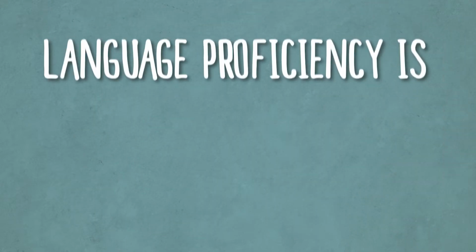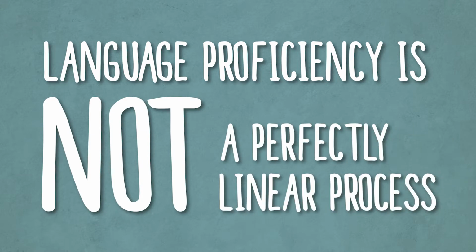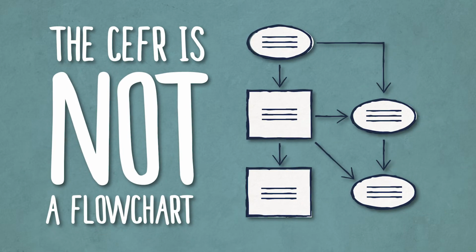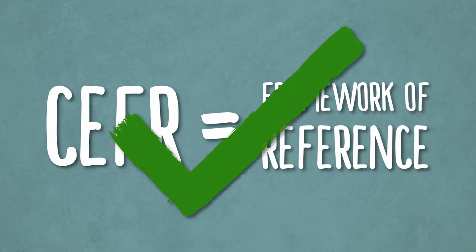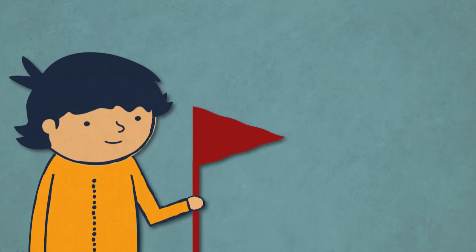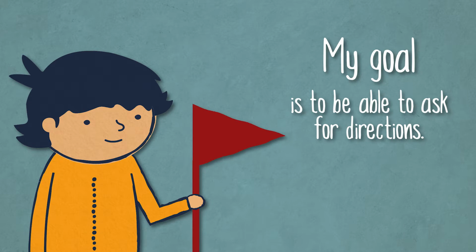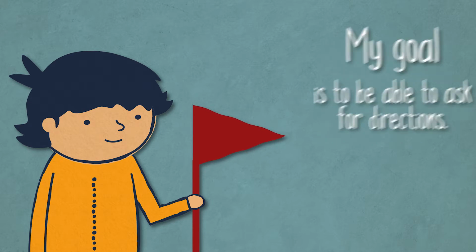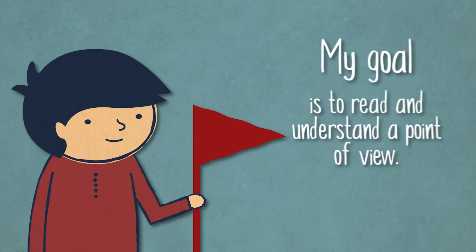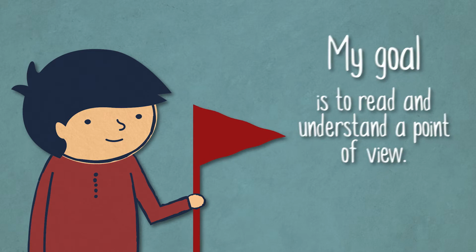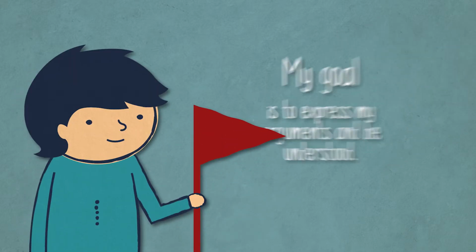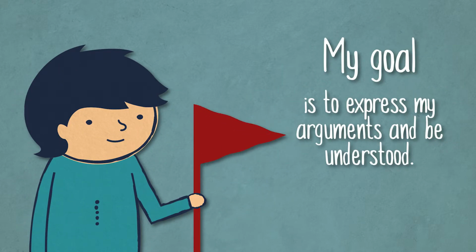Just as we know that language proficiency is not a perfectly linear process, we also recognize that the CEFR is not a flowchart of proposed achievement, but a framework of reference for proficiency at a given point in time. The degree of proficiency required varies according to the context and the individual's personal and professional desires or needs. Each individual can set targets according to their personal situation and aspirations. Proficiency goals are defined differently by different learners, depending on their current situation and what they want to do with the language.